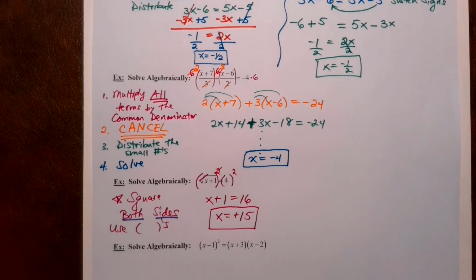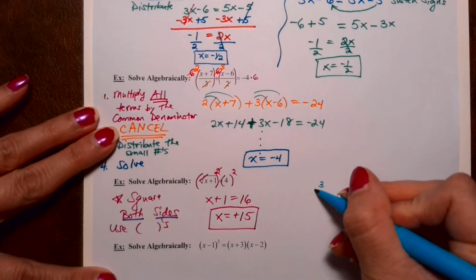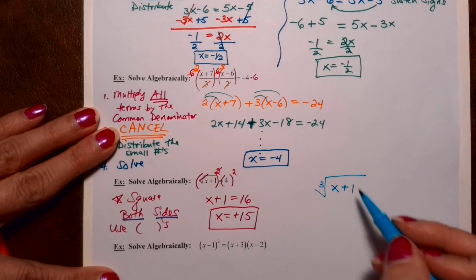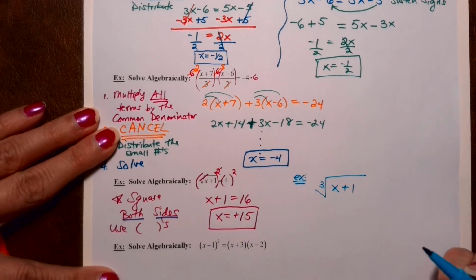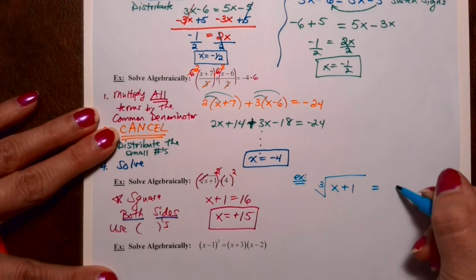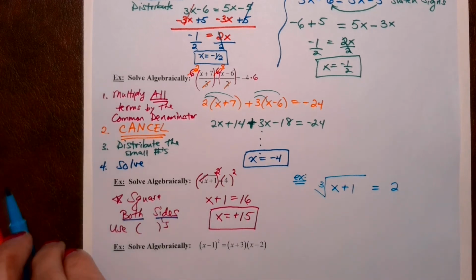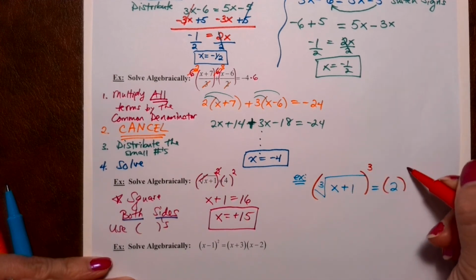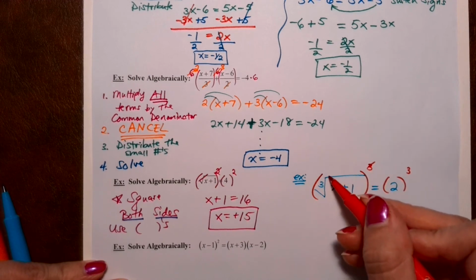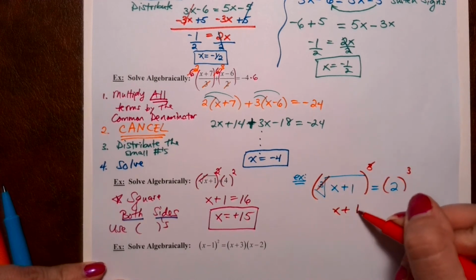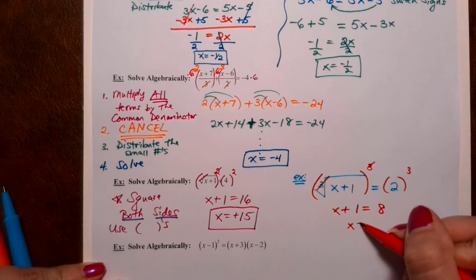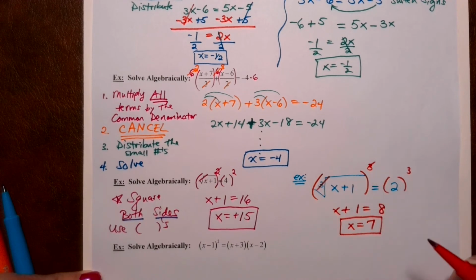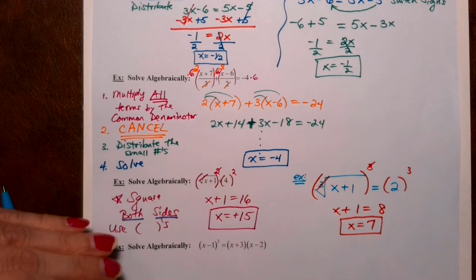If you happen to see a problem that had a cubed root, does anyone know how you would cancel something like this? Let's just make this be an equation here. Give it a 2. How do you cancel a cubed root? You cube both sides. You cube it and you cube it. A cube power cancels with the cube root power, and then we just get the expression inside. And x would equal 7. Cube roots cancel with cubing. Square roots cancel with squaring.